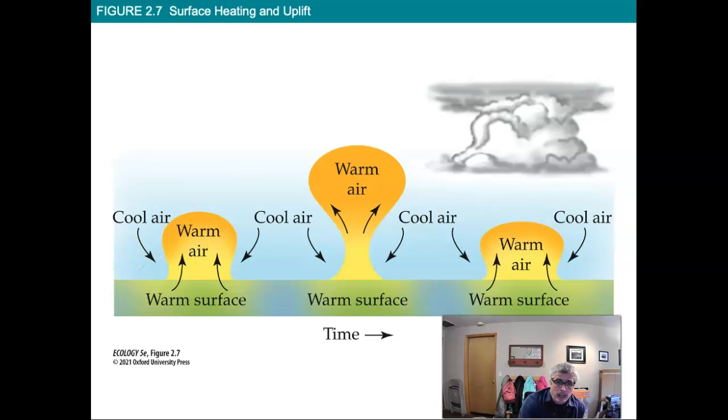So here's an example of that. Warm surface, warm air, cool air coming underneath, and that starts to rise. As that warm air rises, water vapor becomes clouds, and then that air starts to lower back down. And so that's one way we get cloud formation, or water particulates in the air.